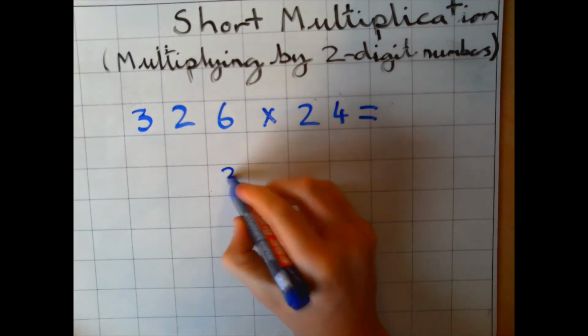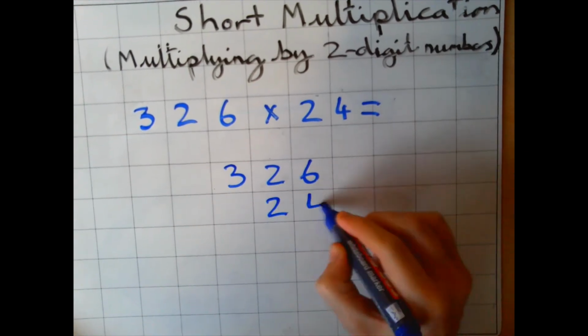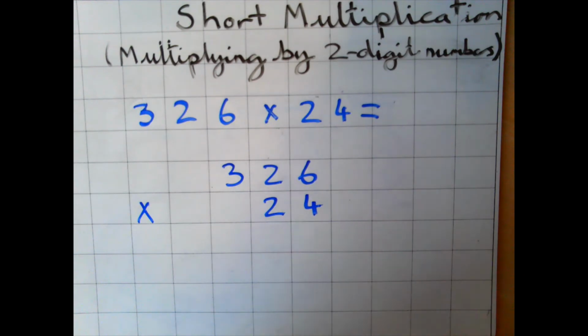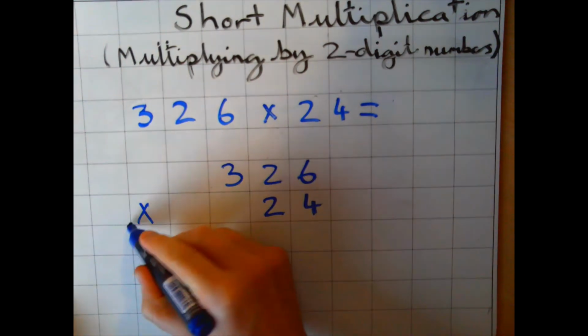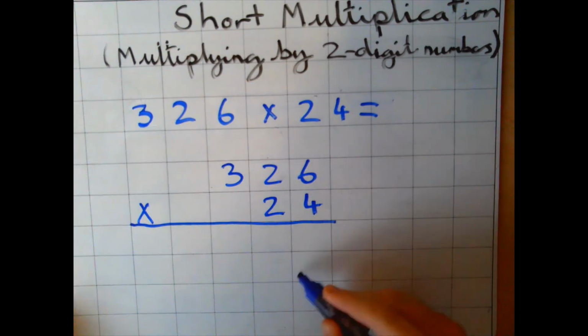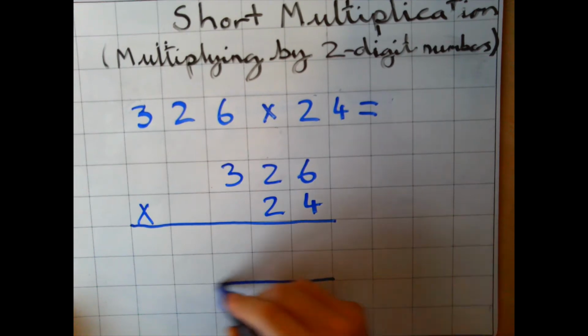326, and then 24 just underneath, using the columns that those numbers would go in if we were doing any other operation. Let's draw a line underneath, and then leave 2 lines because we're multiplying by 2 digits, so we're going to have 2 separate lines of multiplication, and then just make a note that we're going to note our add-ons just down here. Alright, so let's start in the ones column.